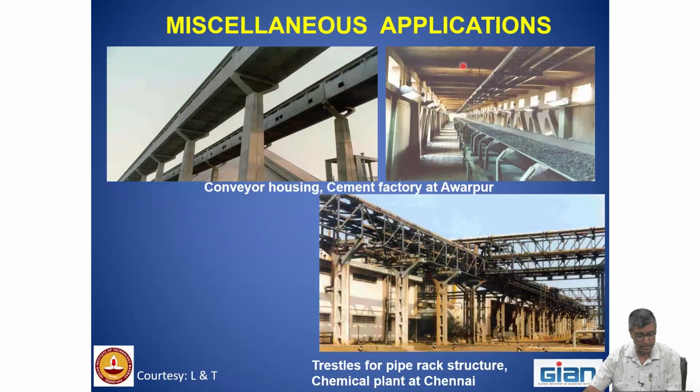Industrial structures, conveyor belt housing: even with industrial structures, we think that they are very dirty. Need not be. It can also have an elegant feeling. Okay. Pipe rack structures. See, many of our students joined this type of heavy industries, and the type of structures you have to design is this, not what we teach in our conventional beam design and column design. You have to get to know the specifics of this type of structures in the specific industry.